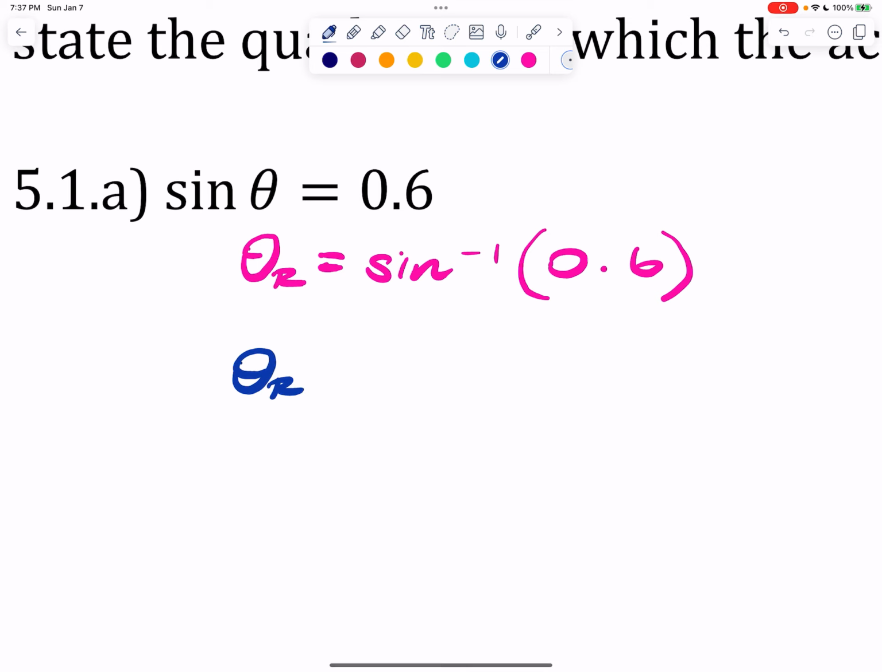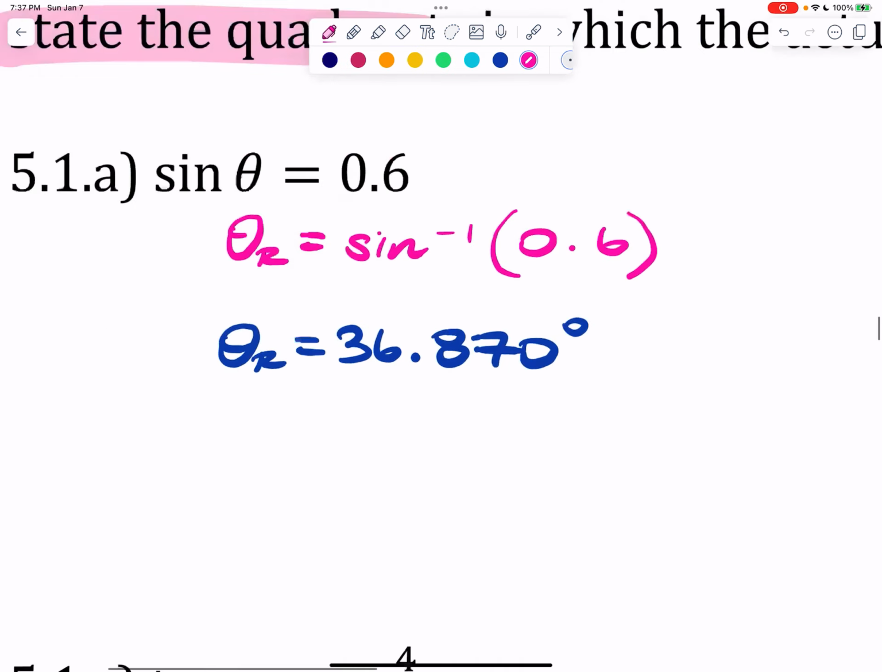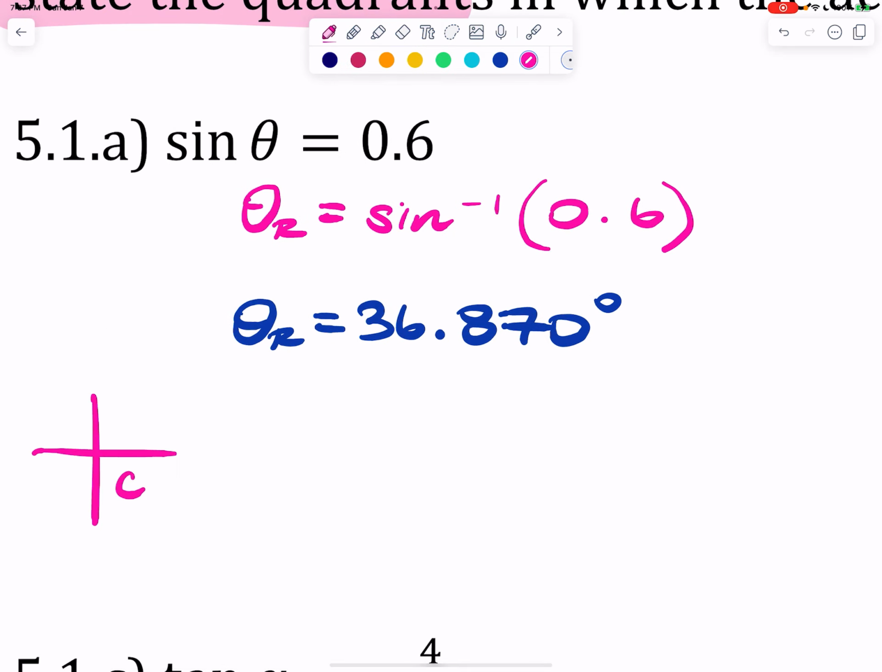And according to the calculator, this means that the reference angle is 36.870 degrees. So we know that's the reference angle, and then we can identify the quadrants as well, seeing as how this question does ask us to state the quadrants. And for that, we fire up CAST rule.